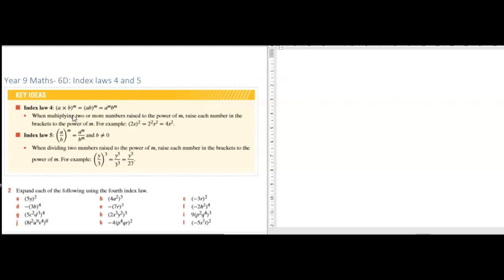So index law 4, when we're multiplying within the bracket, everything inside the bracket is taken to the power of m. Okay, so that's when we're multiplying, so not adding or subtracting, just multiplying. And when we're dividing, or if it's written as a fraction as it is here, the numerator and the denominator is also taken to the power of m, as you can see.